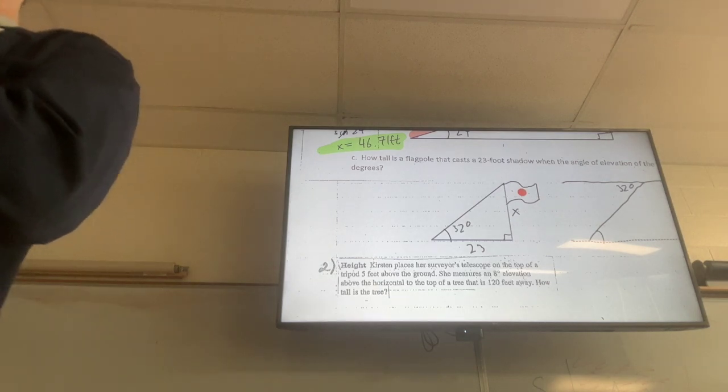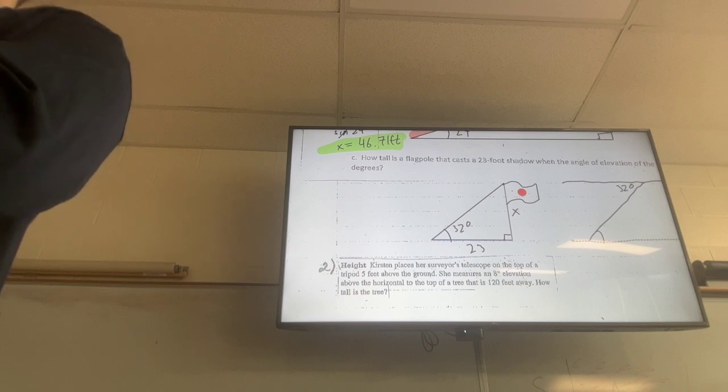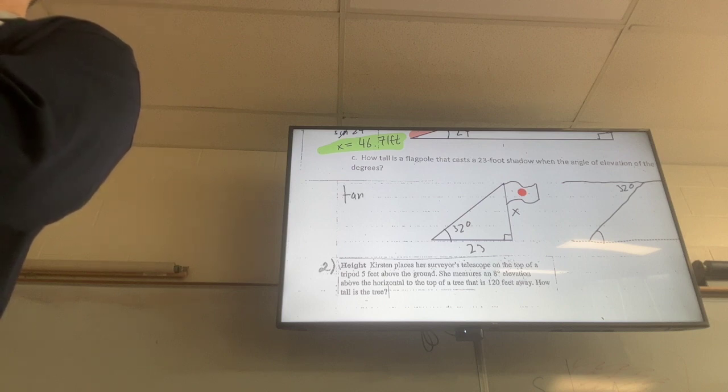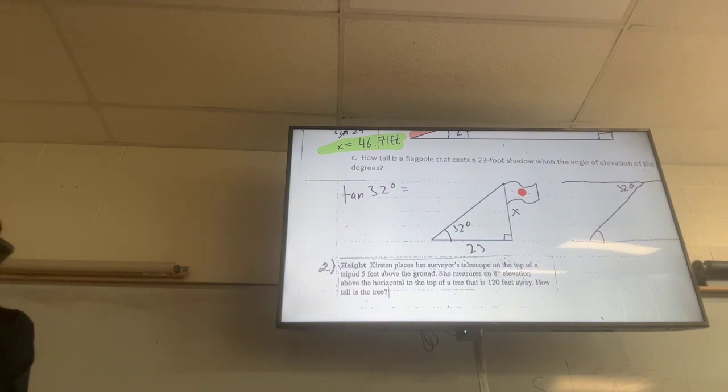So what do you think we're going to use? Opposite and adjacent. SOHCAHTOA. Tangent. Yep. So the tangent of 32 degrees equals what? Yes. So multiply both sides by 23. X equals 23 times the tangent of 32 degrees.